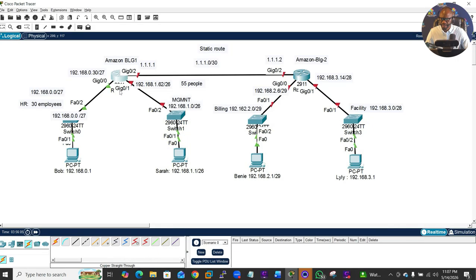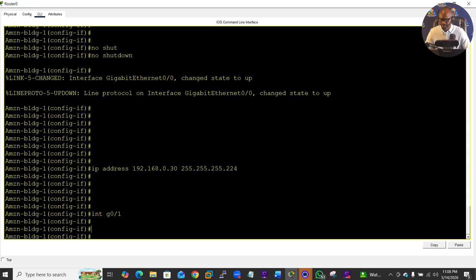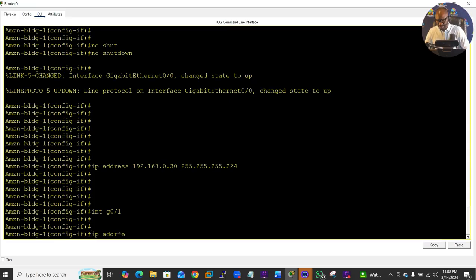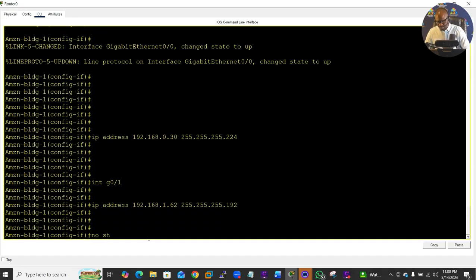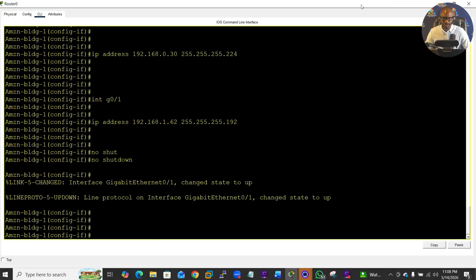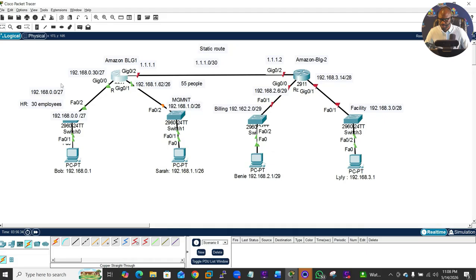Interface G0/1. Now we're going to set up the network for the other side. IP address 192.168.1.62 and the subnet mask. No shutdown. Now it's also up. As we can see, this section of the network is already set up.